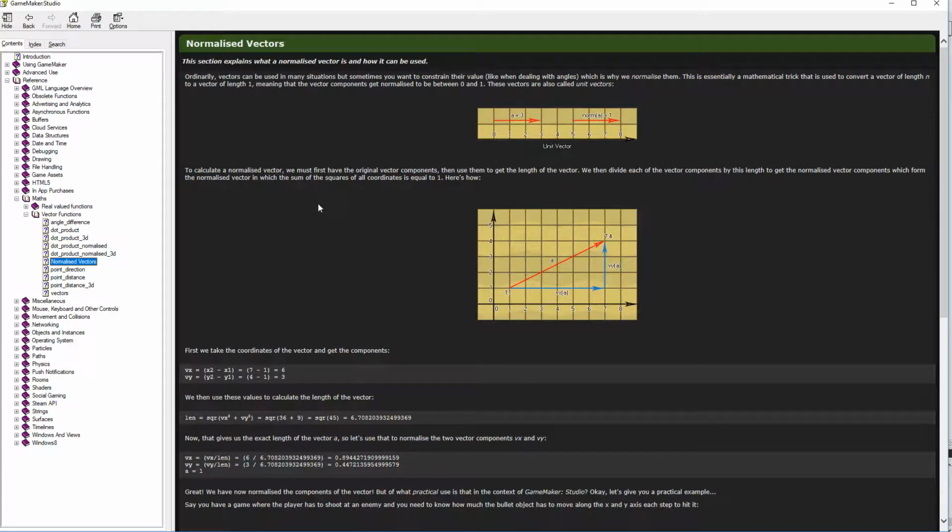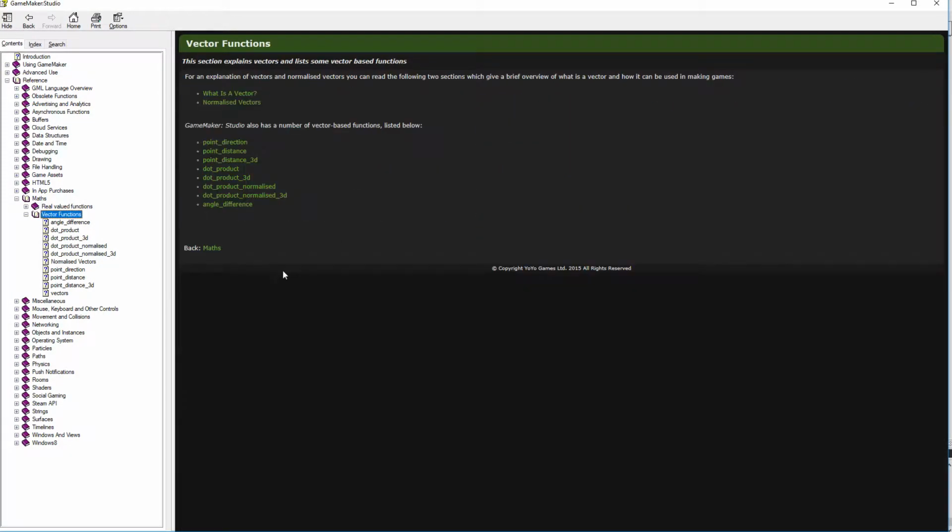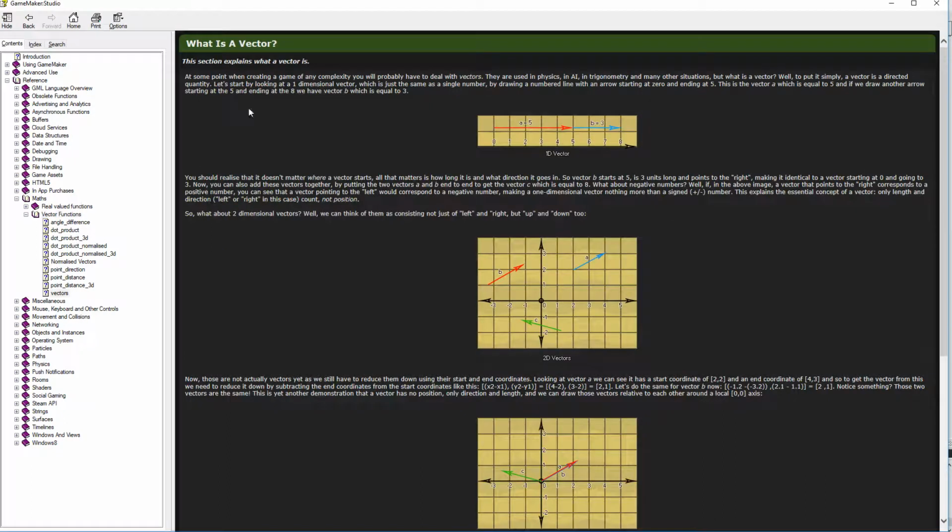To calculate a normalized vector, we must first have the original vector components, then get the length of the vector. We then divide each of the vector components by this length to get the normalized vector components, which form the normalized vector, in which the sum of the squares of all the coordinates is equal to 1. Okay, I'm already getting lost here. Let's figure out what a vector is, because I'm fairly certain I know, but I've never really worked with them before.